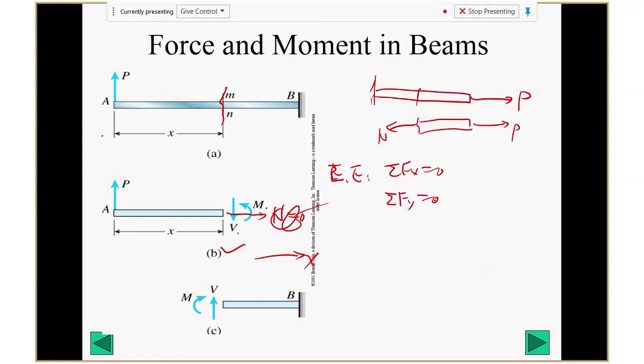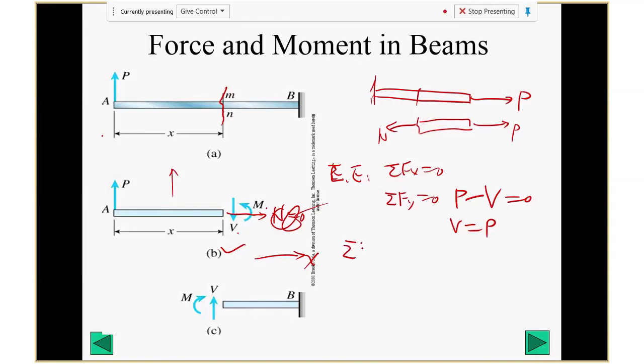Okay, in this situation, what's sigma Fy equals 0? This is the y direction, right? So you have P minus V equals 0. In other words, V equals P. Oh, I know the internal force. If you cut there, inside this beam, there's going to be a shear force, V, equal to the load P in this case. Right?